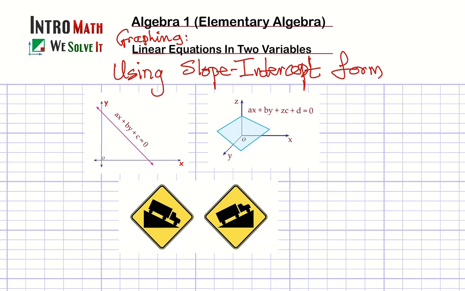Today we're gonna continue graphing linear equations in two variables, but today we're gonna be using slope-intercept form. So we're still dealing with slope and we're still dealing with graphing, but we're gonna do it a little bit differently. Like I said yesterday, we're gonna cover all those problems we did yesterday.